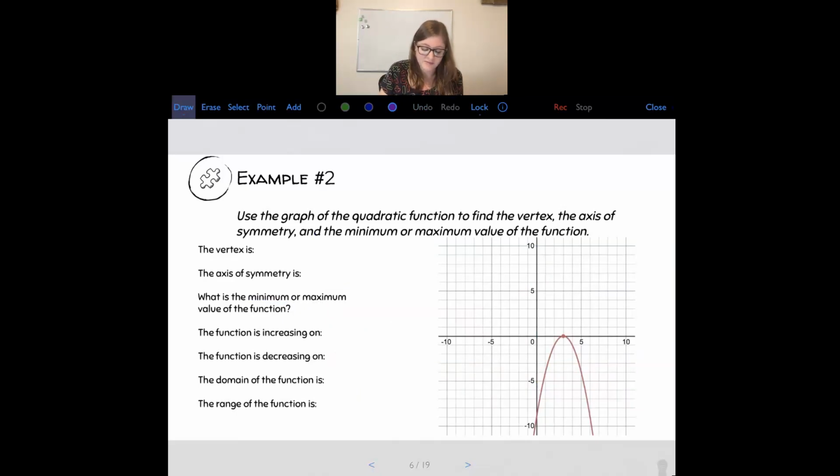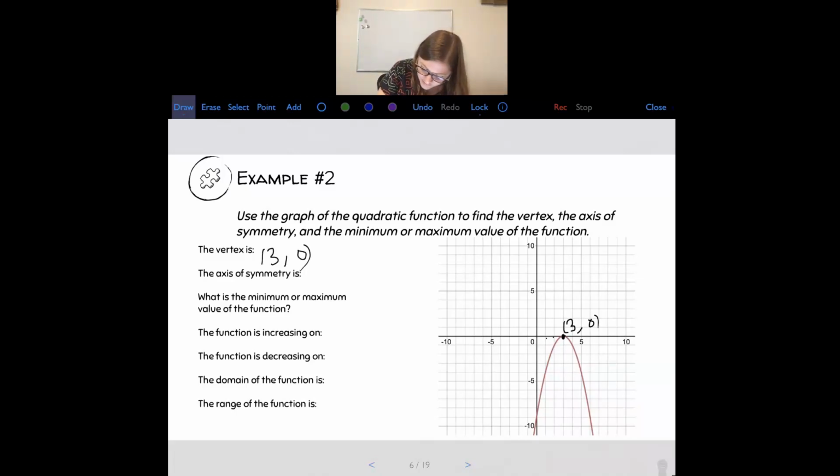Next example, use the graph of the quadratic function to find the vertex, the axis of symmetry, and the minimum or maximum values of the function, and we're also going to throw in increasing, decreasing, domain, and range just to get more practice with that. So here is my vertex. In this case, since the parabola is opening downward, it is the highest point. Okay, and this is at 3, 0. The x-coordinate is 3, 1, 2, 3, and the y-coordinate is 0. Okay, so this is 3, 0.